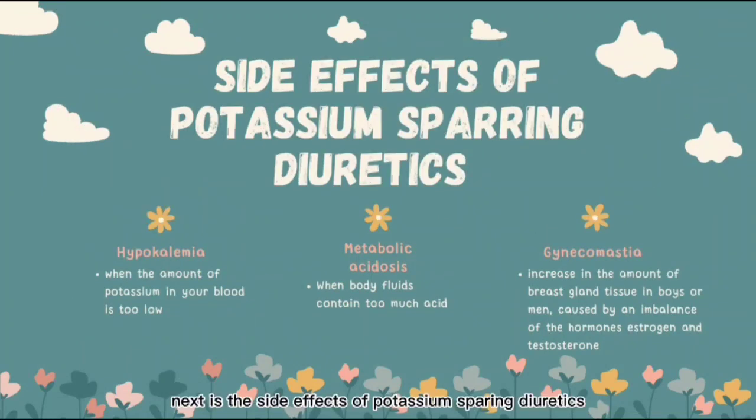Next is the side effects of potassium sparing diuretics. There are also three of them, the first one is hypokalemia. It occurs when the amount of potassium in the blood is too low. Meanwhile, the second one is metabolic acidosis. It occurs when the body fluids contain too much acid. And the third one is gynecomastia. It occurs when there is an increase in the amount of breast gland tissue in boys or men, which is caused by an imbalance of the hormones estrogen and testosterone.